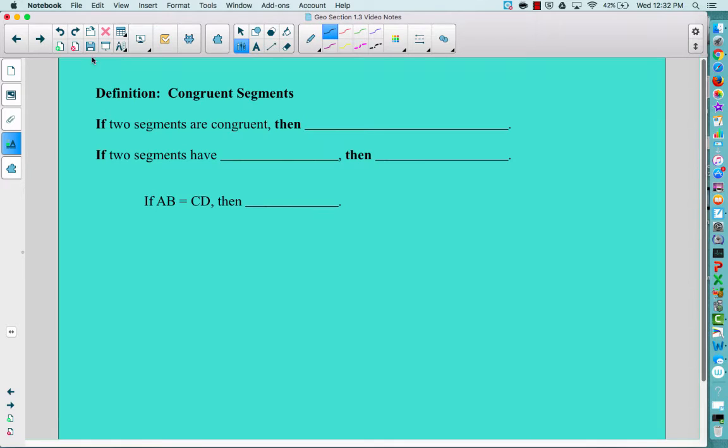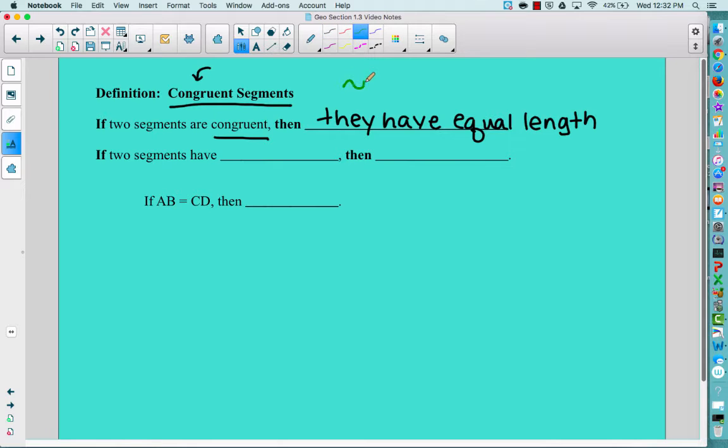All right, last thing we're going to do is talk about congruent segments. So here's another word. Congruent is just another word for equals. So if two segments are congruent, then they have equal length. The symbol that we use for congruent is that funny looking, like an approximate symbol over an equal sign. So again, congruent.